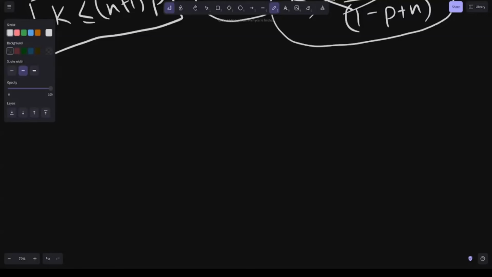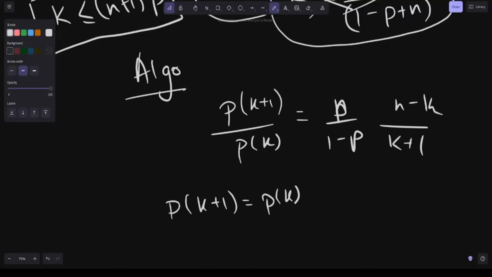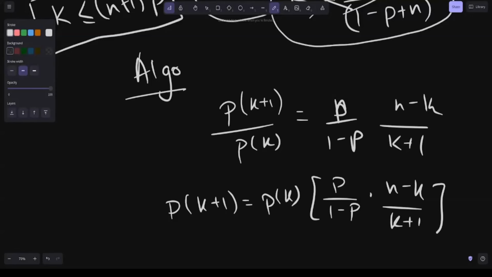Finally, the last thing we can do is make an algorithm to empirically find all the values. So how do we find these values? We try pk plus 1 by pk. Using the earlier logic, we can find this to be p by (1 minus p) into (n minus k) by (k plus 1). So pk plus 1 is equal to pk into p by (1 minus p) into (n minus k) by (k plus 1). So you can make an algorithm and find all the next values. Start with p0 and then you put in the values and you can do it.